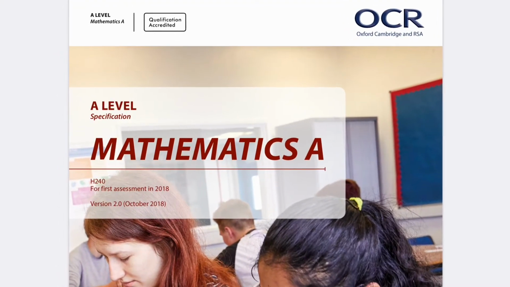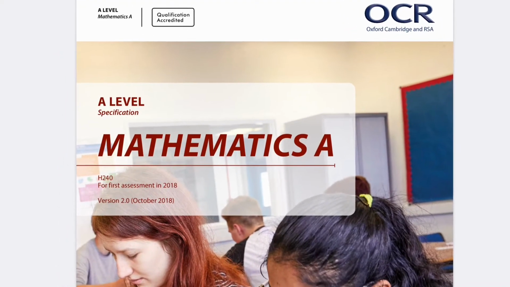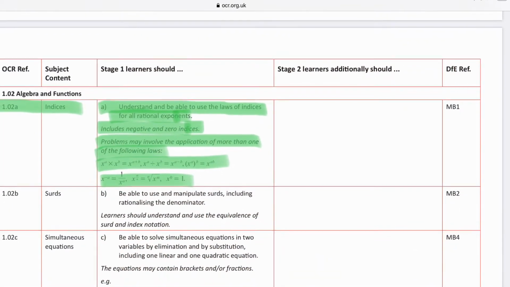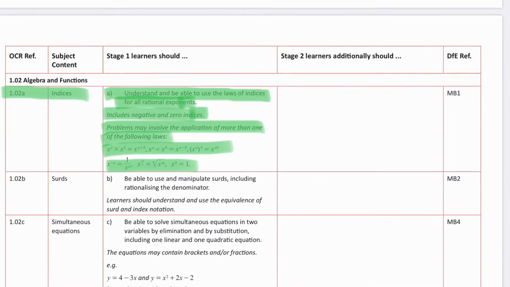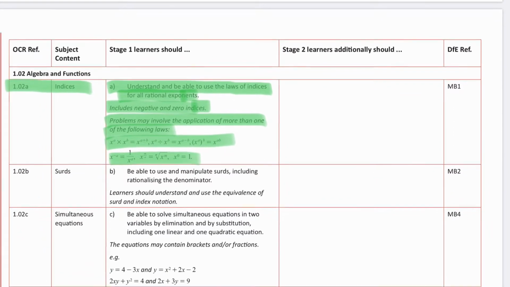A-level specification, Mathematics A for OCR. So yesterday we did indices and we were able to use all the laws concerning indices, and today we're going to be moving on to Surds, 1.02b.